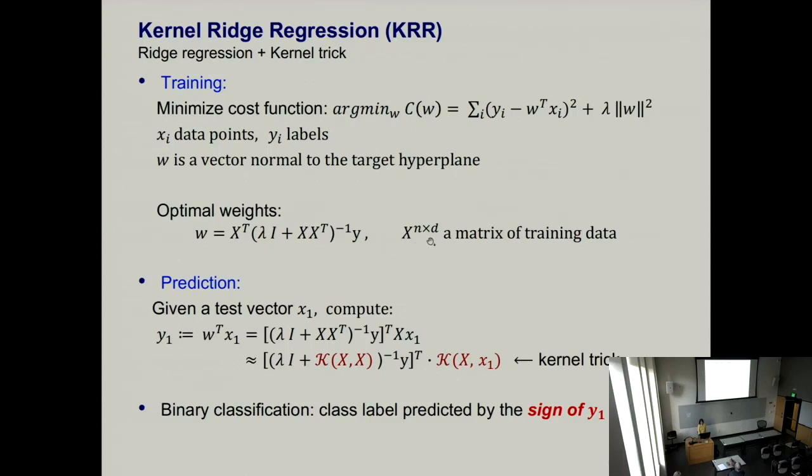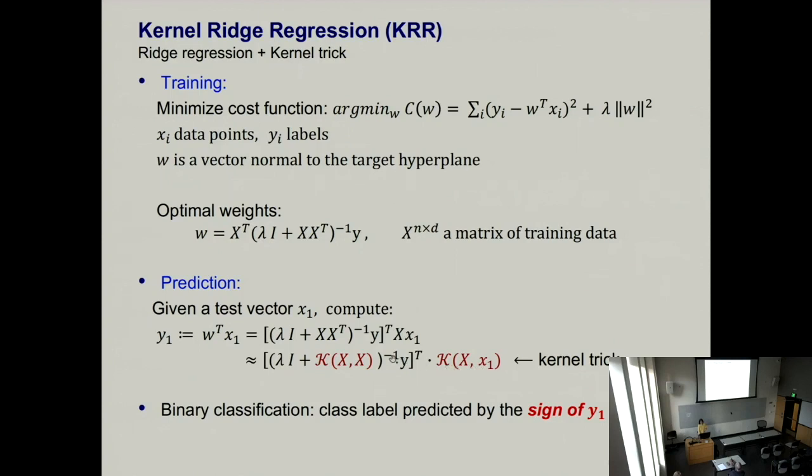Okay, so this D is the feature space. It can be high dimensional. So once you build the model, you do the prediction. That means you get a new test vector X1. And what you compute is this inner product of your model against your test vector. In the end, it's going to be one scalar. And then the sign of this scalar output tells you the binary classification.